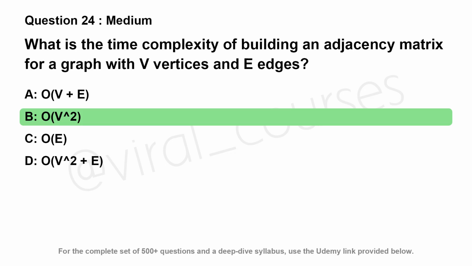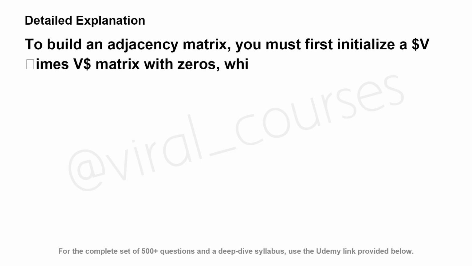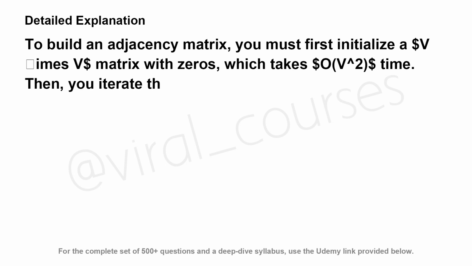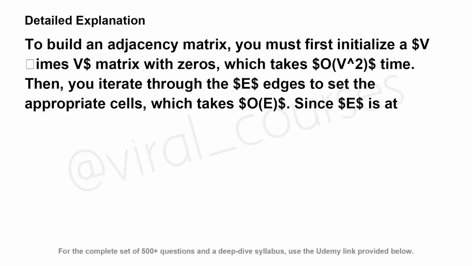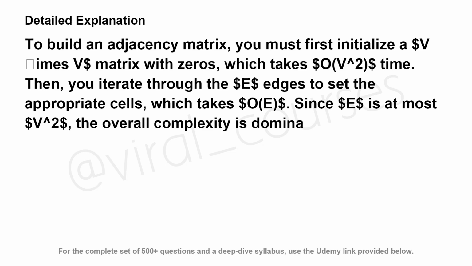The correct answer is B. To build an adjacency matrix, you must first initialize a V by V matrix with zeros, which takes O(V squared) time. Then, you iterate through the E edges to set the appropriate cells, which takes O(E). Since E is at most V squared, the overall complexity is dominated by O(V squared).